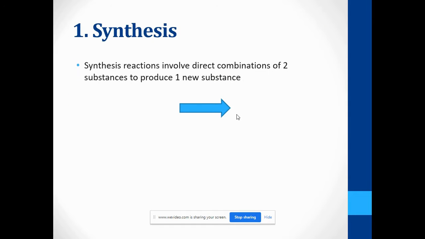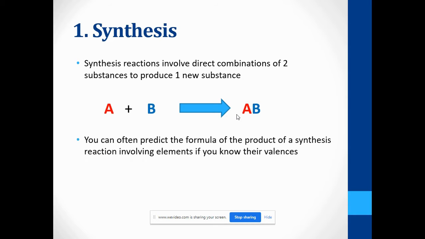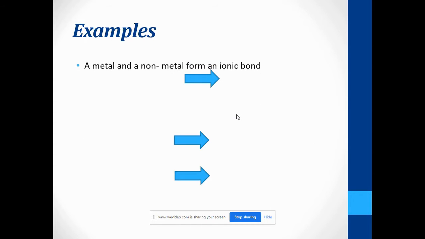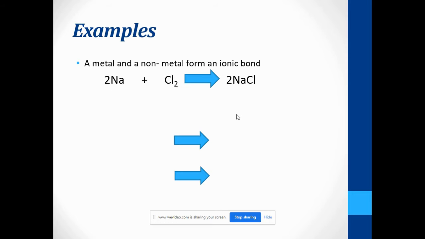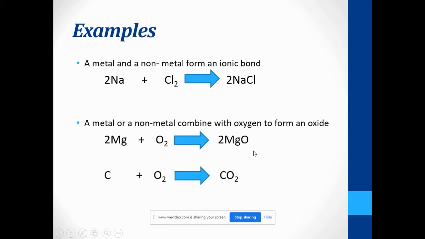Okay, so synthesis means you're combining two substances to produce one new substance. So A plus B forms AB. Some examples are a metal and a non-metal forming an ionic compound. So when you combine sodium with chlorine gas, you make sodium chloride. That's a synthesis reaction. A metal or a non-metal combining with oxygen forms an oxide. So in this case, magnesium combining with oxygen forms magnesium oxide. Next is carbon plus oxygen forming carbon dioxide.